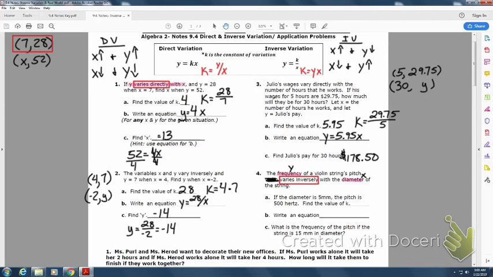So if I look at A, it says if the diameter is 5 millimeters, the pitch is 500 hertz. If this is inverse variation, to find the K value, am I going to multiply or divide? I'm going to multiply. So your K value is 2,500. I want you to answer the next 2 questions. 166.67.